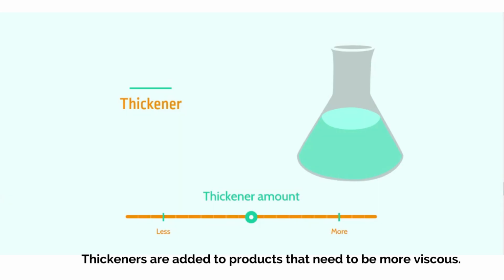The next is the thickener. Aside from the solvent, another ingredient that can control the thickness and viscosity of the product is the thickener. Thickeners are added to products that need to be more viscous. Opposite to the solvent, the more thickener you add to the product, the more viscous the product will be. The less thickener, the less viscous it will be.